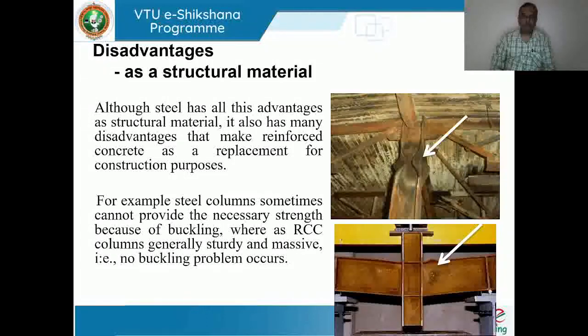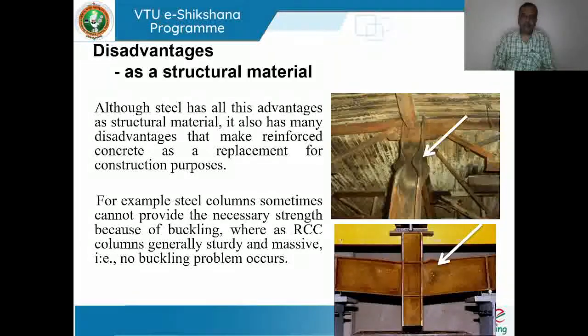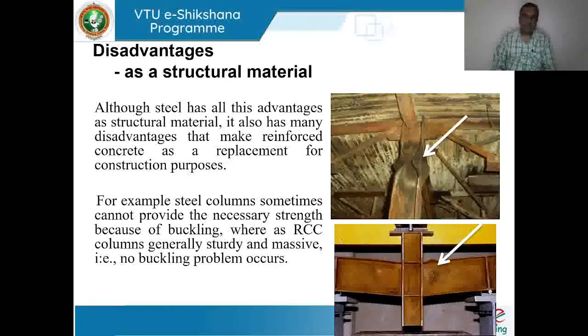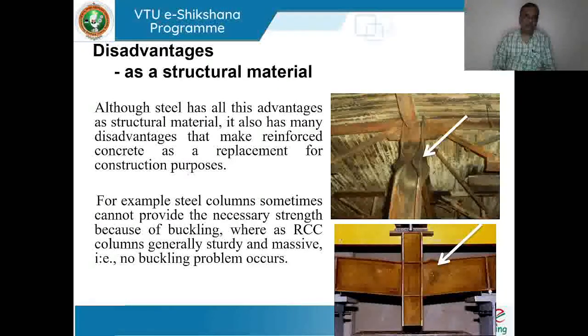I told you the steel is having individual members in the form of flanges and web. And since these flanges and web are slender in nature, individually as a member, it is an element. The width of the element compared to the thickness is very large. As a result of that, the flange and web undergo buckling when a compressive load comes into picture.